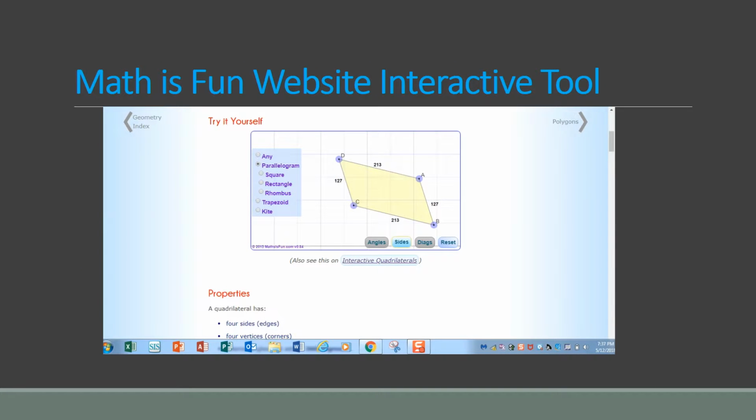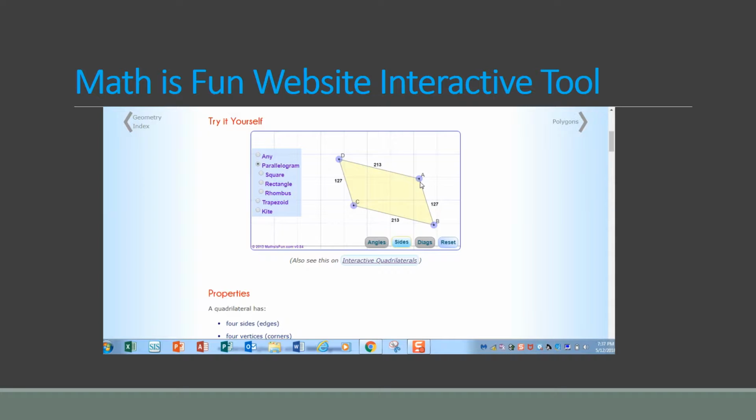This is an interactive quadrilateral. This is the Math Is Fun website interactive tool, and students are to use this on the page attached to their assigned shape to investigate. Parallelogram has been selected, and the sides button has been selected as well. When this is selected, it puts the measurements of each of the sides. Notice that the opposite sides are the same here, and the opposite sides are the same here. So therefore, the opposite sides are congruent.